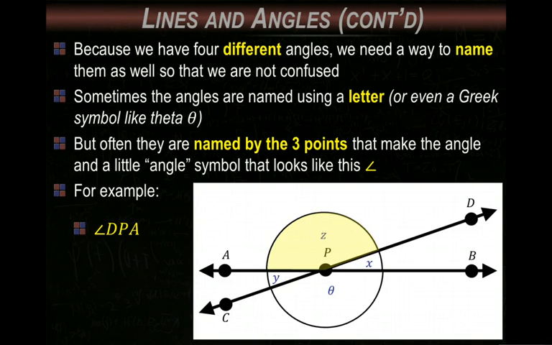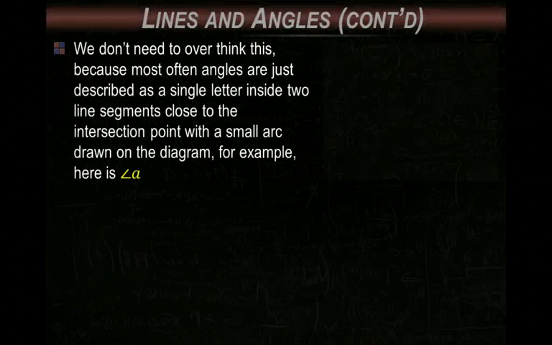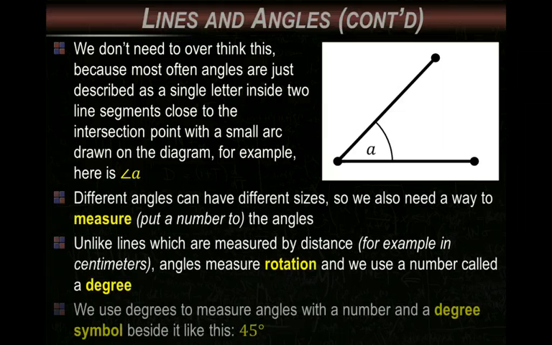Okay, so let's look at the other three. Angle DPB. Notice it goes here, DPB. That's that angle, or X. Angle BPC. BPC is this angle, also known as theta. Then finally, angle CPA is the same as angle Y right there. All right, don't overthink this, okay? Let's keep it simple. I don't want you guys to learn 50 different ways to do this. I want you to know this way.